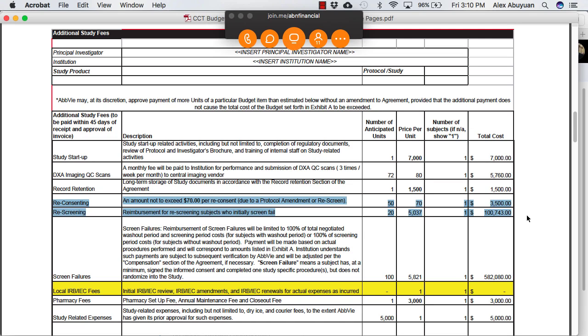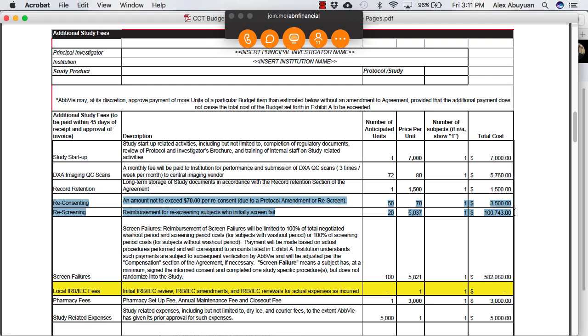So the numbers I'm looking at is different. That's why I'm not saying the numbers. But so what happens is if they change the protocol, the doctor has to go in and reconsent the patient. So they're going to get paid for that. Now the doctor has to re-enroll or rescreen that patient initially, and that's where they get this amount. So this is money, it's the additional study fees. So if that happens, then this is additional money that they can make onto that trial.